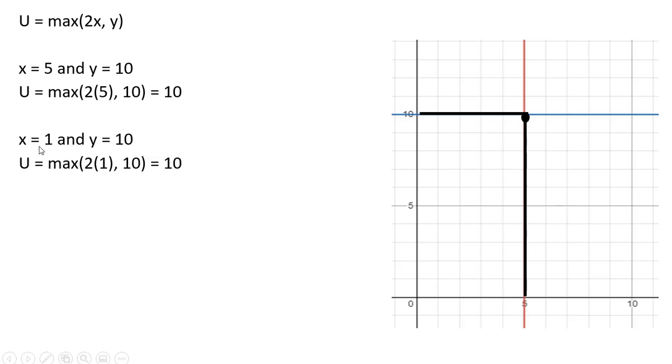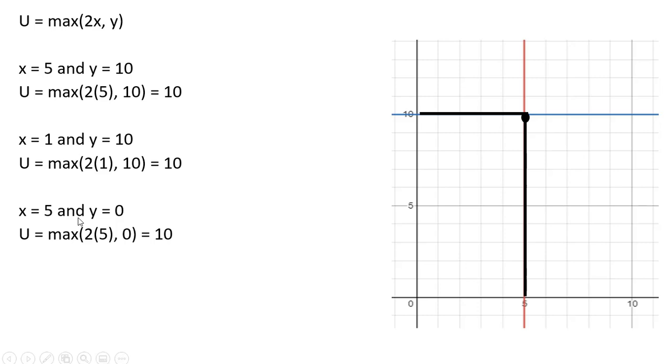Let's try another point, x equals 1 and y equals 10. So x is 1, y is 10. That's going to be up here. And if we did things right, that should also give us 10 units of utility. So plugging those values into the utility function, utility is a maximum of 2 or 10. So 10 is the bigger number. So utility is indeed 10 at this combination.